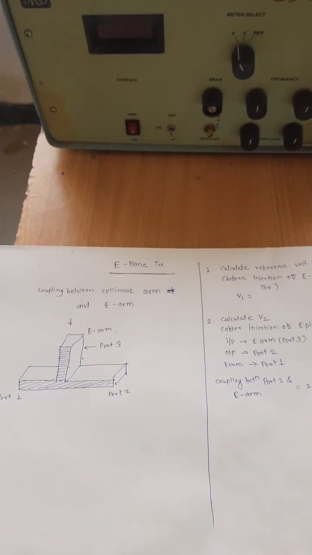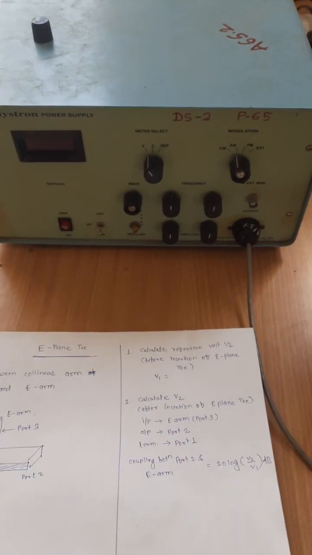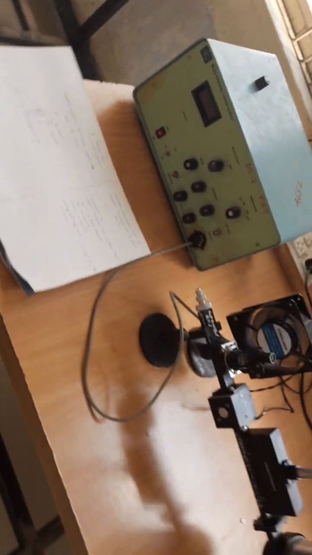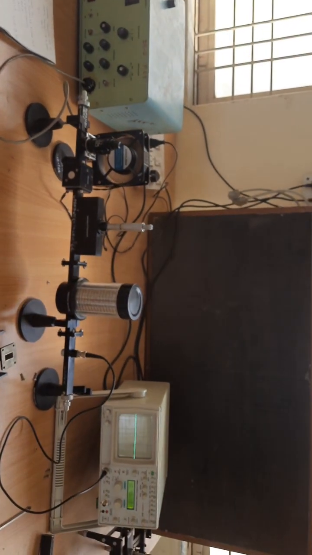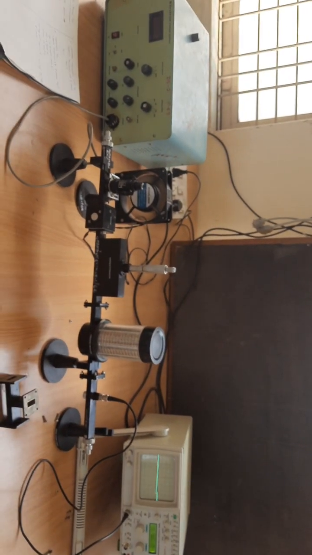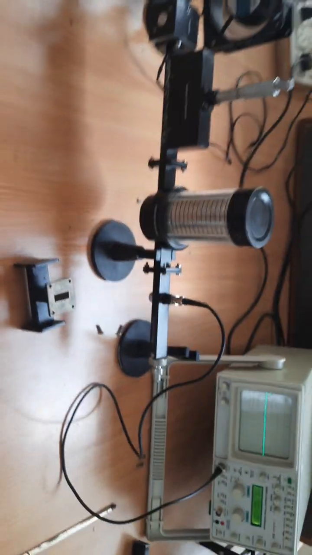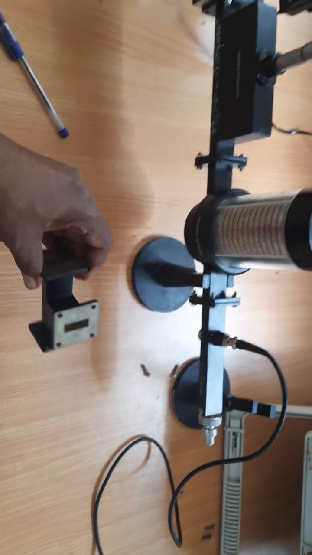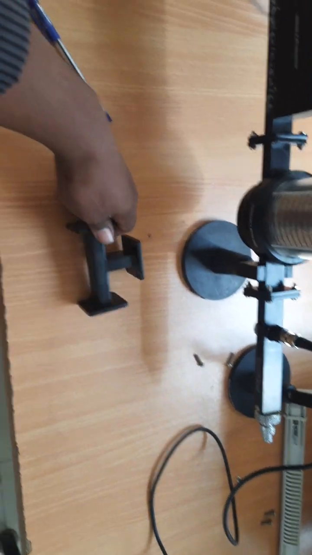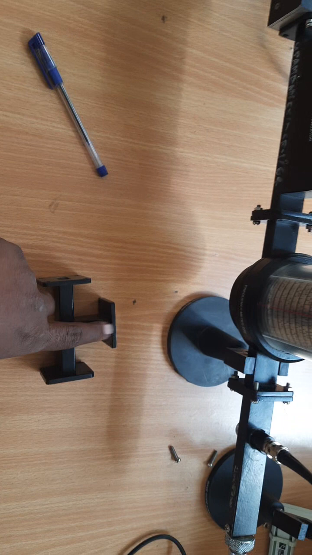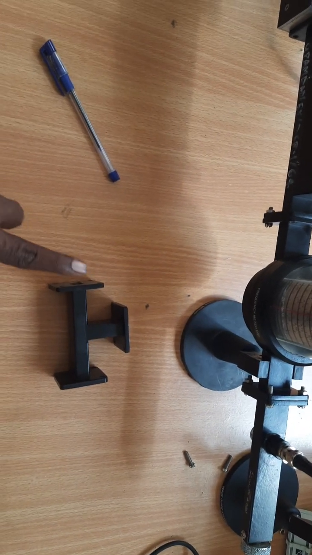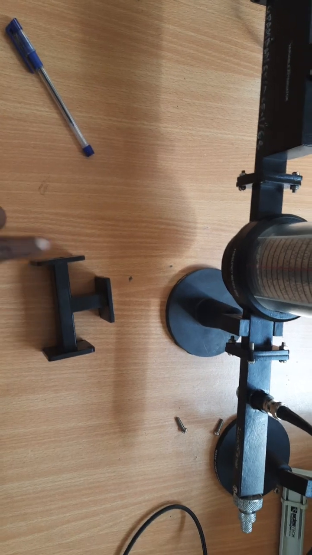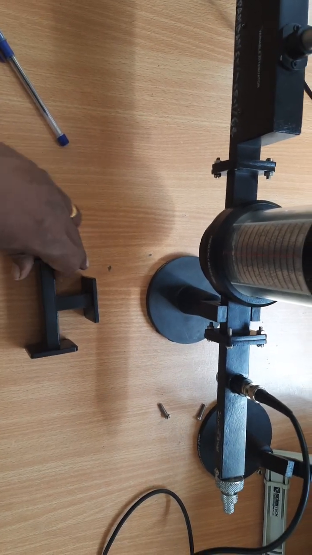The basic experimental setup I have already connected here. You are observing the basic experimental setup before insertion of the E-plane T. Dear students, this is the E-plane T you are observing here. This is your E arm, which is port number 3. This is port number 1, port number 2. These two ports are called the collinear arms.